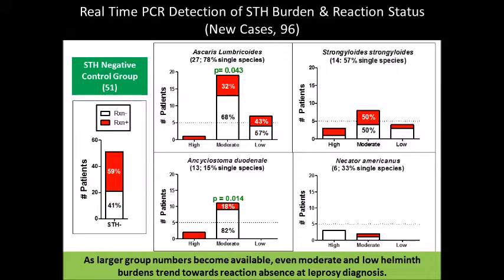We had lower numbers here. I just drew a line at 5 because that seemed to be an arbitrary number where we started to see the trend show up in this group. But here in Ancylostoma, in the moderate burden level, 82% did not have reaction. However, 85% of those with Ancylostoma had more than one species. So it was significant.